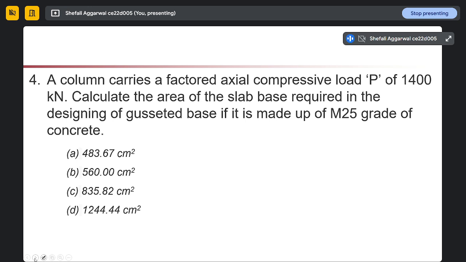The next question is, a column carries a factored axial compressive load P of 1400 kilonewton. Calculate the area of the slab base required in the designing of the gusset base if it is made of M25 grade concrete. Take 2 minutes and try to calculate it.